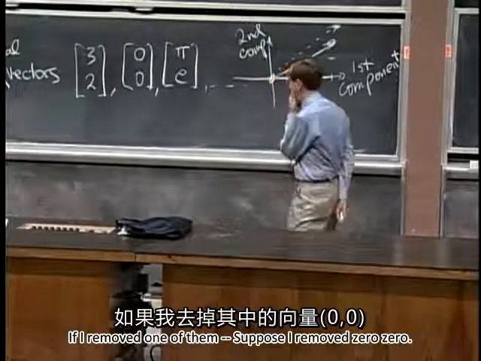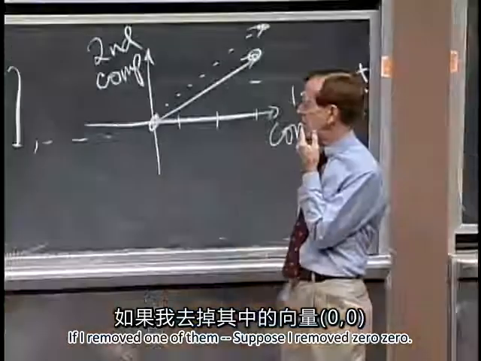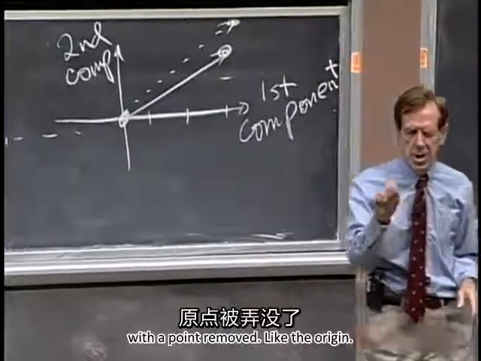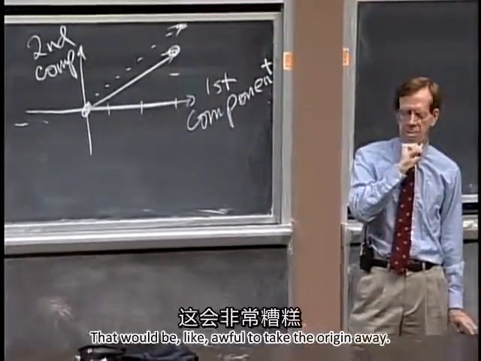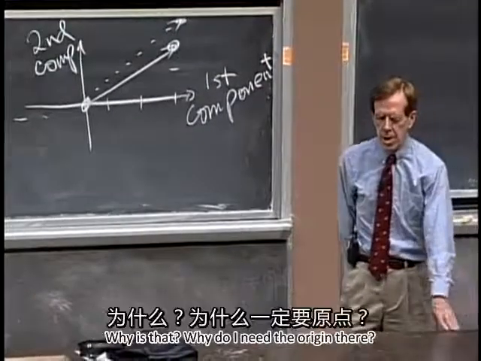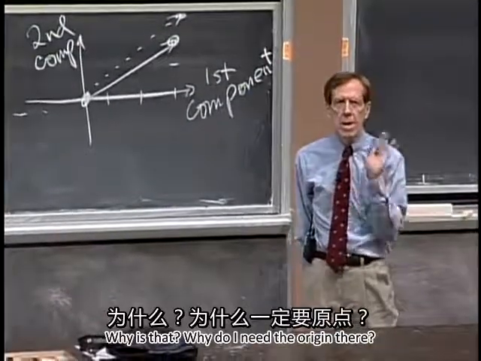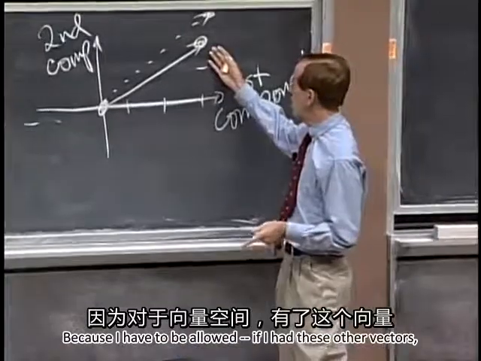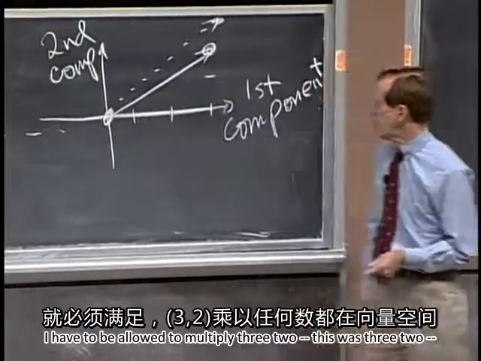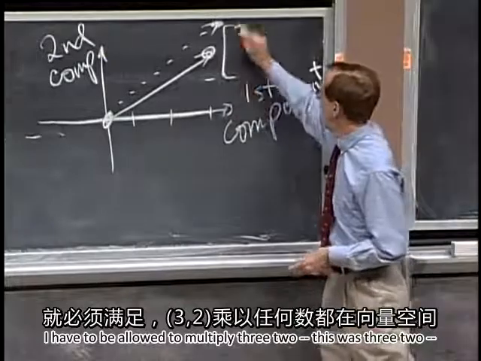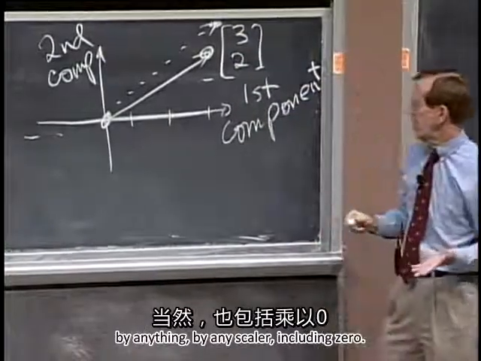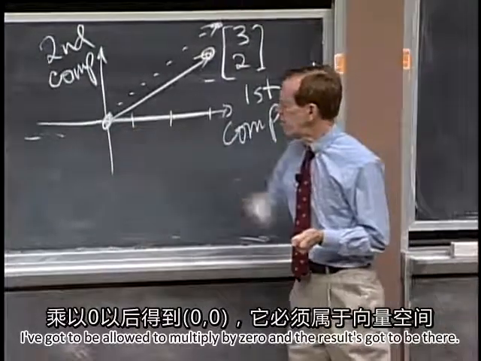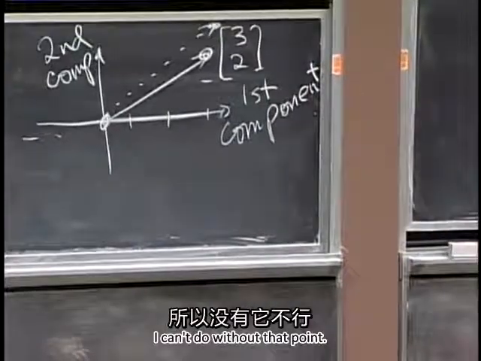If I removed one of them, suppose I removed 0, 0. Suppose I tried to consider the xy plane with a puncture, with a point removed, like the origin. That would be awful to take the origin away. Why do I need the origin there? Because if I had these other vectors, like 3, 2, I have to be allowed to multiply by any scalar, including 0. I've got to be allowed to multiply by 0, and the result's got to be there. I can't do without that point.